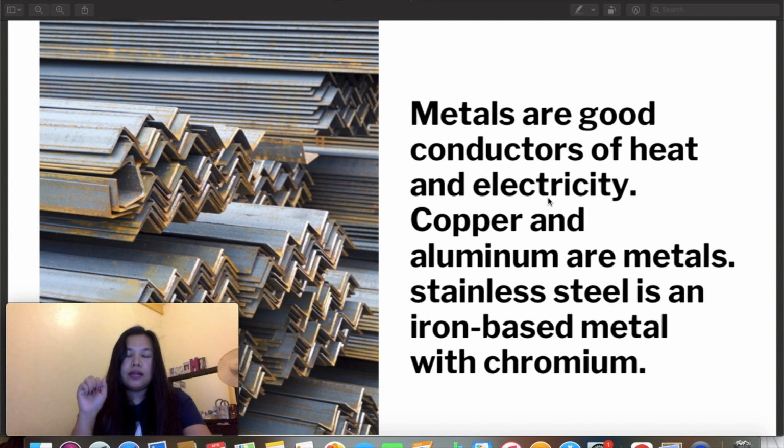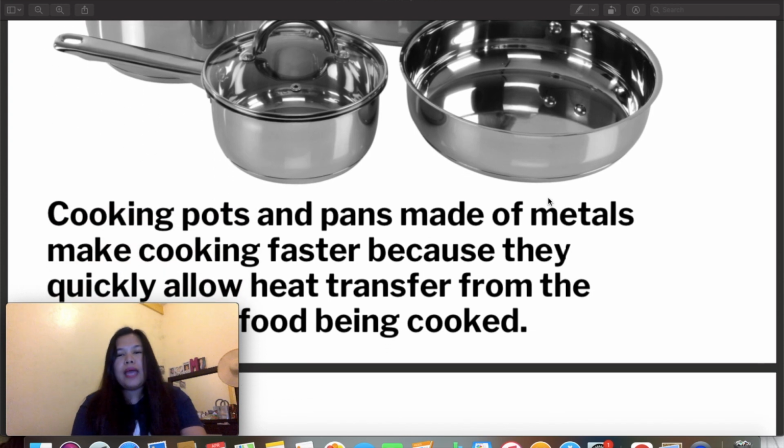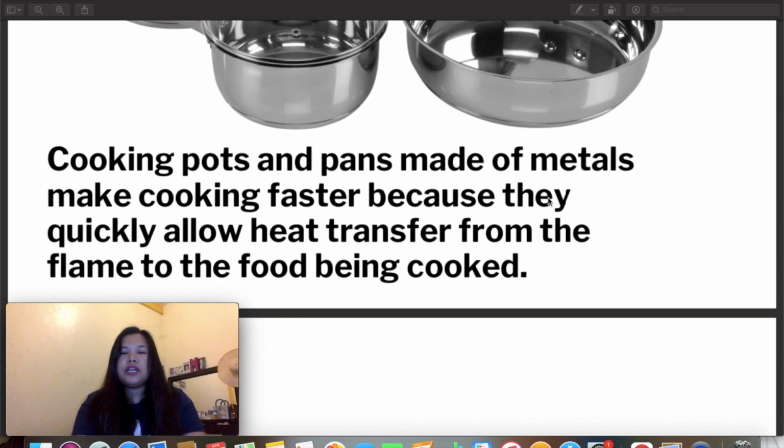Nag-a-attract siya ng kuryente. Kaya nga, di ba, may nabalitaan tayo, may nakuryente, kasi nilagay yung kutsara doon sa extension wire. So, another example, the cooking pots and pans made of metals make cooking faster because they quickly allow heat transfer from the flame to the food being cooked. Yung kanina, electricity yon, yung copper wire, yung another metal, nag-attract siya. Madali siyang dinadaluyan ng kuryente.